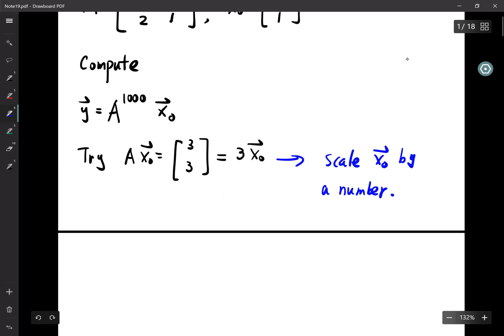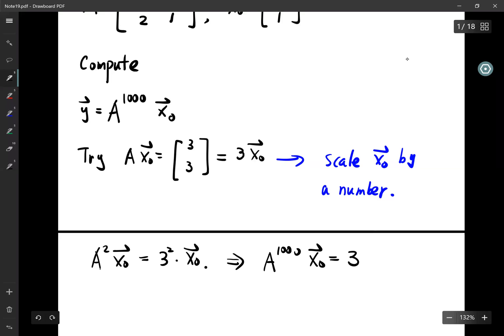This is great because then A squared x naught is nothing but 3 squared, or 9, times x naught, and we can do the induction. A to the 1000th power times x naught is 3 to the 1000. It's an enormously large number. I don't know what's the exact value, but I can write down the exact answer. Any question?